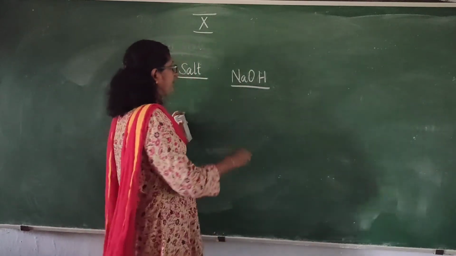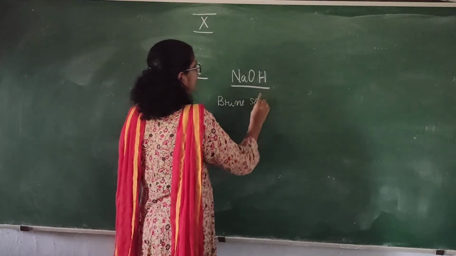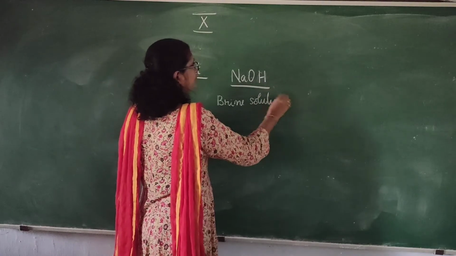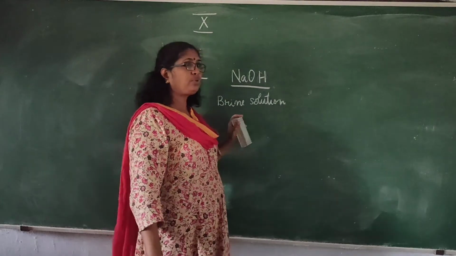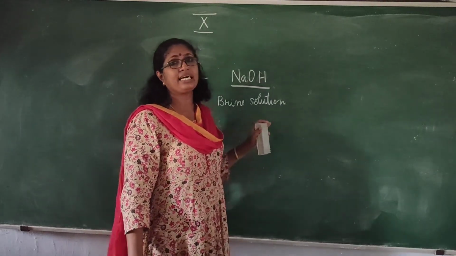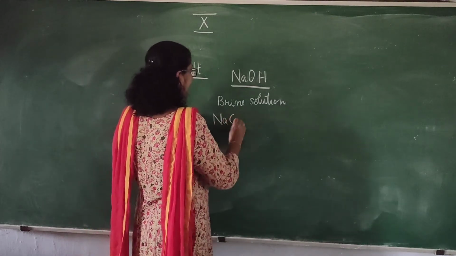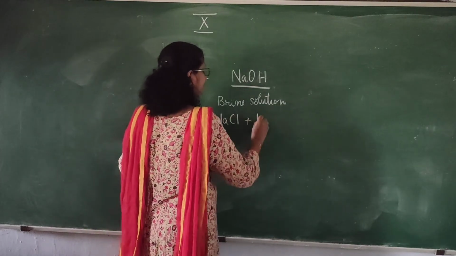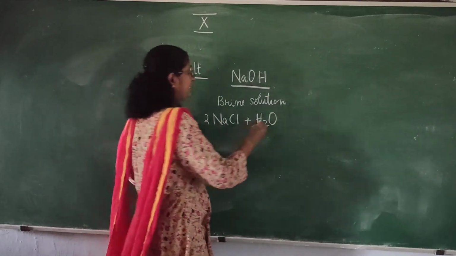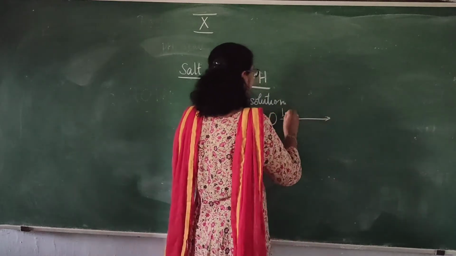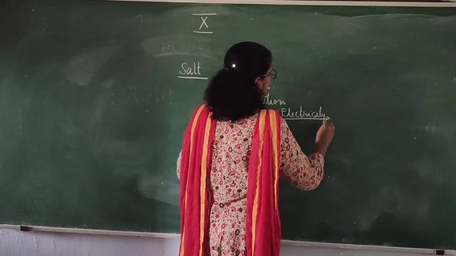A solution of sodium chloride is called brine solution. It's an aqueous solution of sodium chloride. Now, electric current is passed through the brine solution. So sodium chloride, NaCl, plus H2O: through this solution of sodium chloride in water, electricity is passed. Then what will you get?